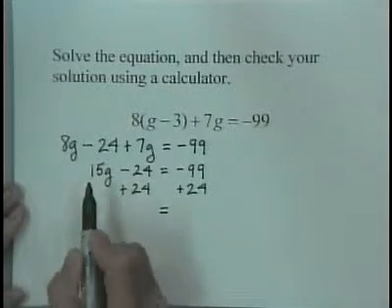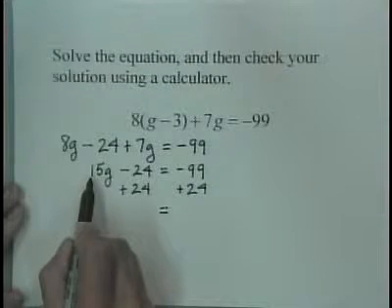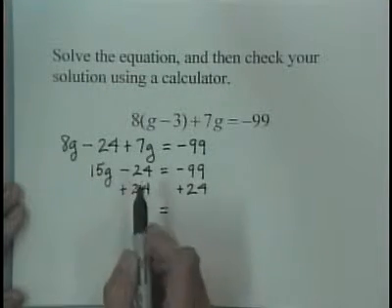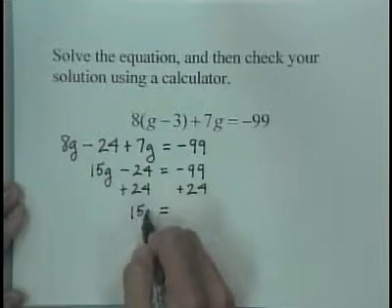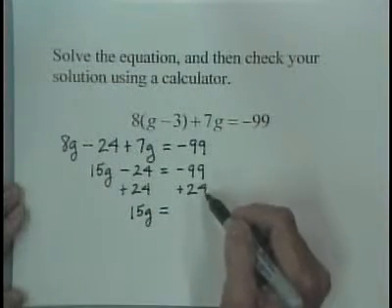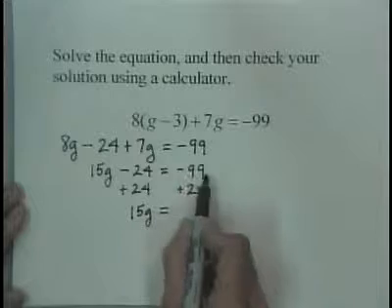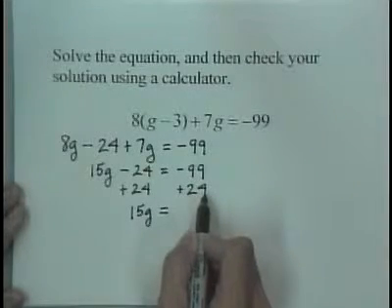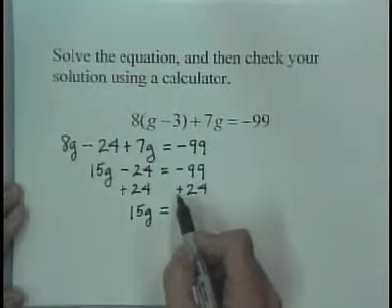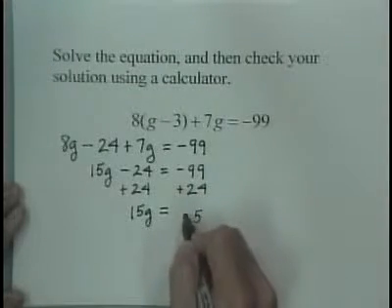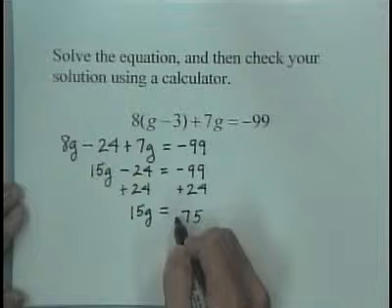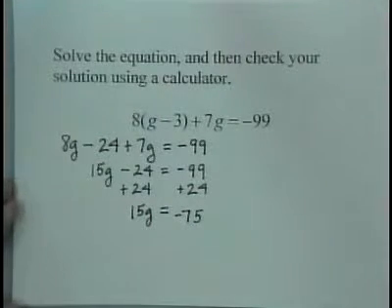Now here's my equal sign. What's left on the left-hand side is 15g because -24 plus 24 is 0. On the right-hand side, I need to find -99 plus 24. That's a negative plus a positive. We subtract their absolute values and keep the sign of the number with the larger absolute value. So that's a -75.